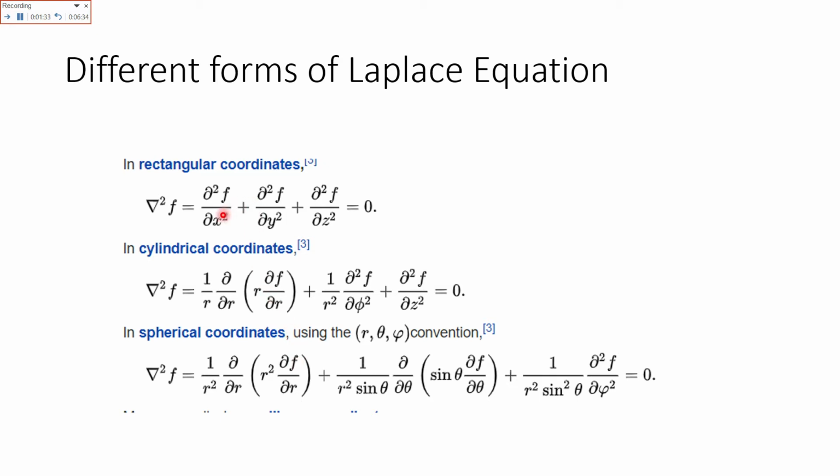In 1 dimension, these 3 equations only have this part. This equation has only this part, and this equation has only this part. In 2 dimensions, they have these two terms, these two terms, and these two terms. And in 3 dimensions, they have all these 3 terms. And at the end, the Laplace equation says that any of these forms is a second order partial differential equation, and that is equal to 0.